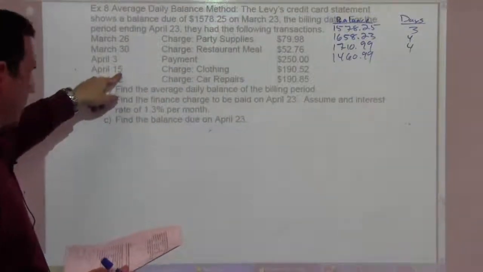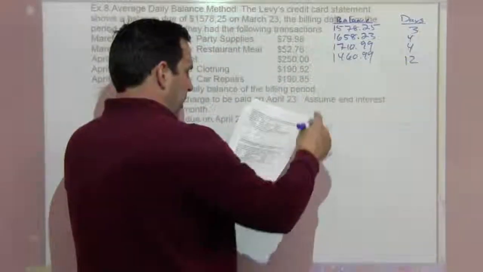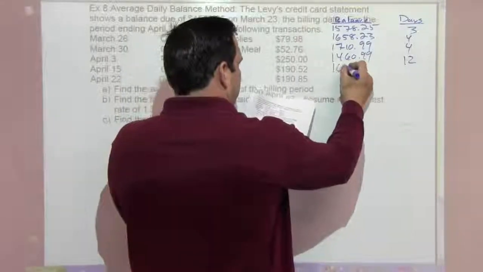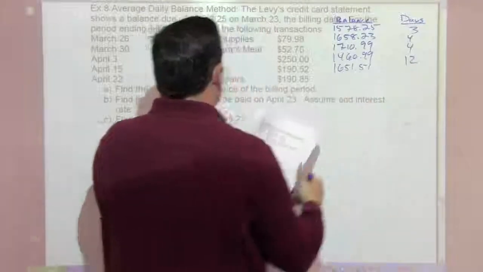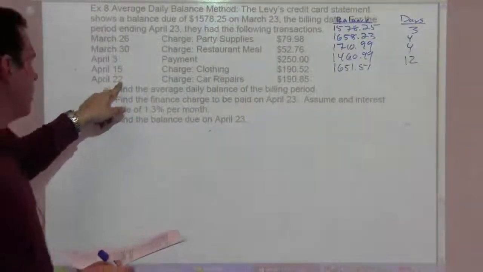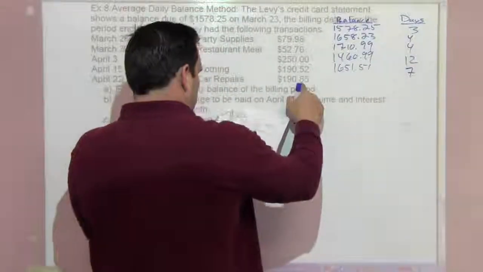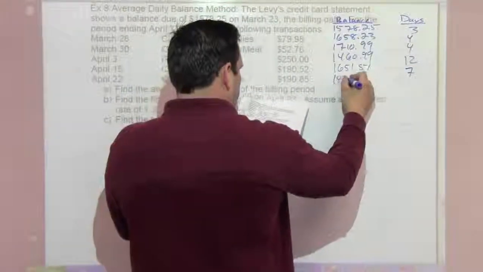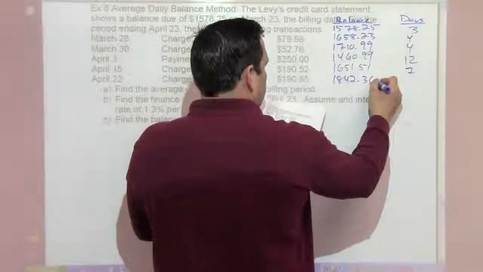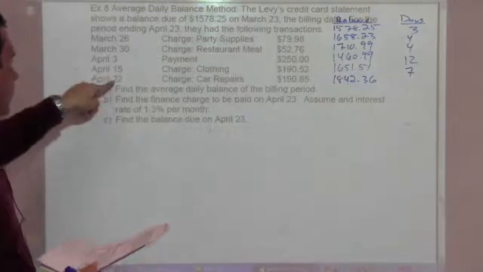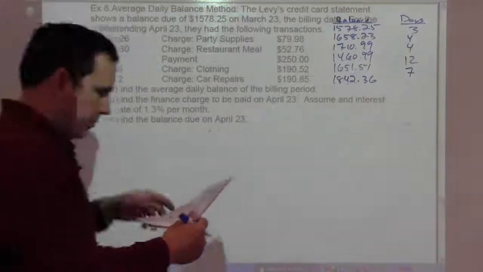And then that's going to change at, what, 12 days? They make another charge. It goes up to $1,651.51. I'm just adding these numbers on. And then that's the case for 7 days. And then we're going to add this on. The balance goes up to $1,842.36, and the billing date is going to be the 23rd. So that's for 1 more day.